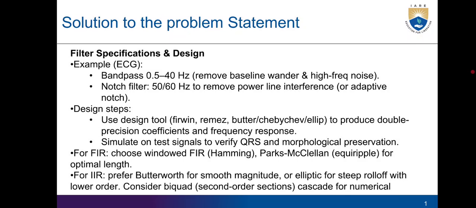For IIR, prefer the Butterworth for a smooth magnitude, or elliptic for a steep roll off with lower order. Consider biquad cascade for numerical stability.